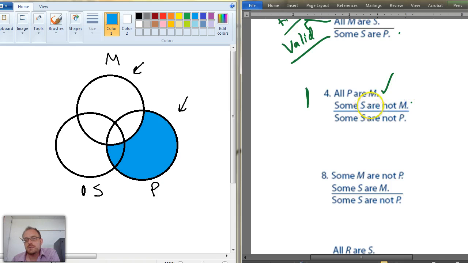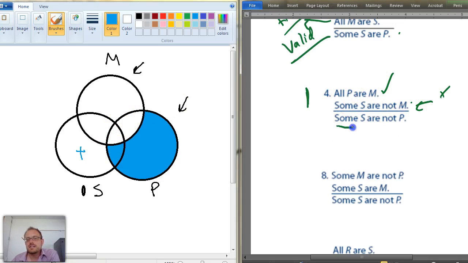Let's diagram this one. Some of the S are not M. Now, since this is a particular, I have to use an X. If some of the S's are not M's, that means that an S can't go here. It can't go here because if it was here, it'd be an M. That means I can only put it right here. Some of the S's are not M's. So I've now diagrammed both of these.